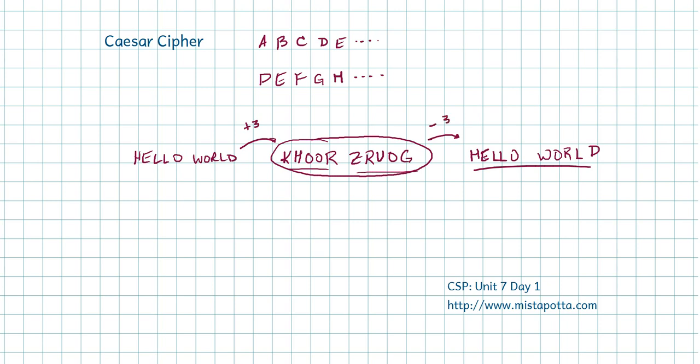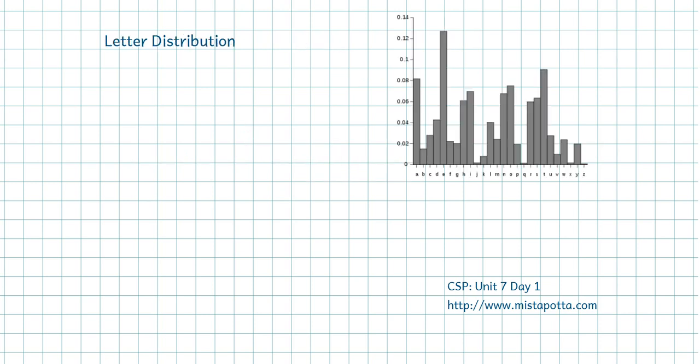So we have this technique of being able to send a message to whoever we want by adding three letters and then subtracting three letters. Of course, the issue here is if someone knows the secret, then they should be able to figure it out. And because there's so much written in the English language, there actually is a pretty fair standard of letter distributions.